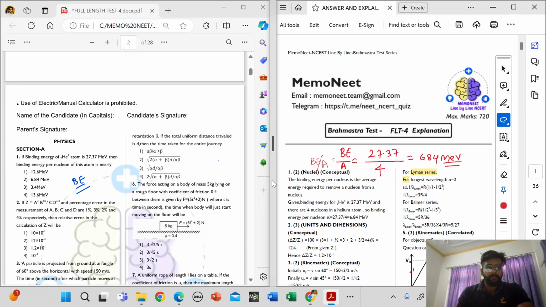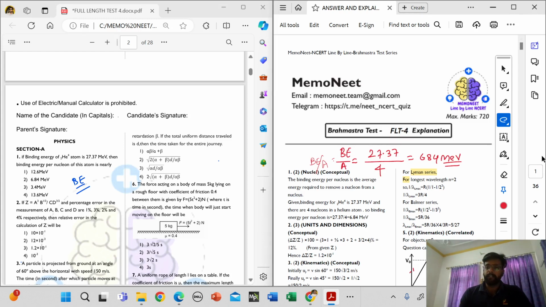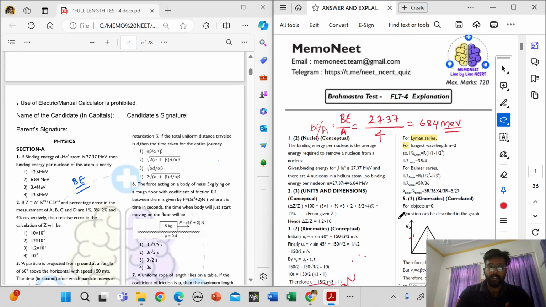So next question: if Z equals A raised to power 3, B raised to power 1 by 3, divided by C D raised to power 3 by 2, and the percentage errors in the measurement of A, B, C, D are 1%, 3%, 2%, and 4% respectively, then the relative error in the calculation of Z will be. This is a question related to errors. Very simple question. Again, we have to calculate the percentage error and we have been given the error in different parameters.